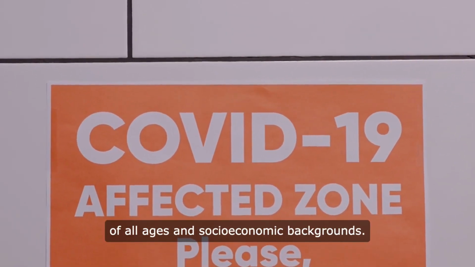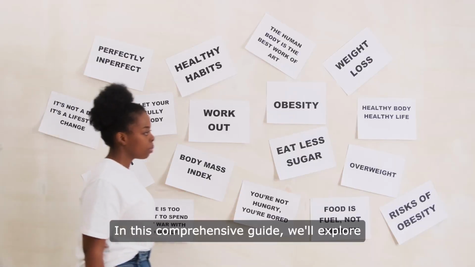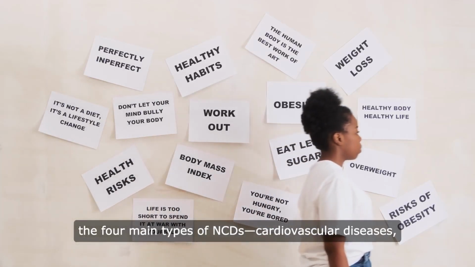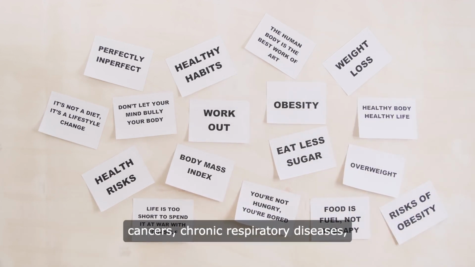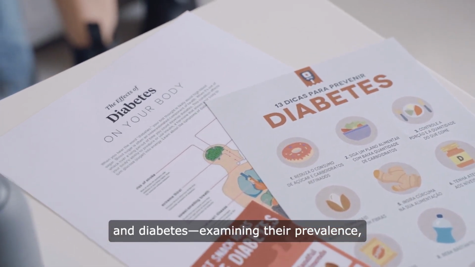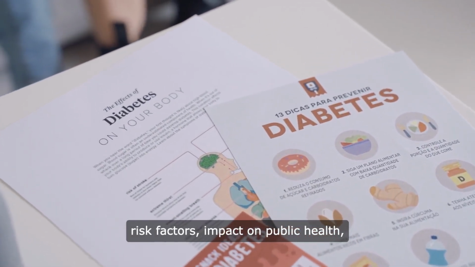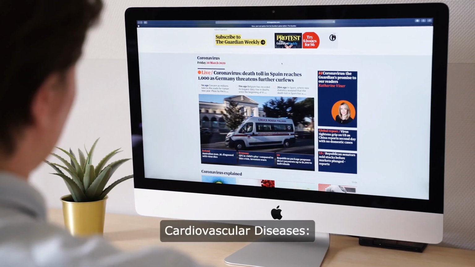ages and socioeconomic backgrounds. In this comprehensive guide, we'll explore the four main types of NCDs: cardiovascular diseases, cancers, chronic respiratory diseases, and diabetes, examining their prevalence, risk factors, impact on public health, and strategies for prevention and management.